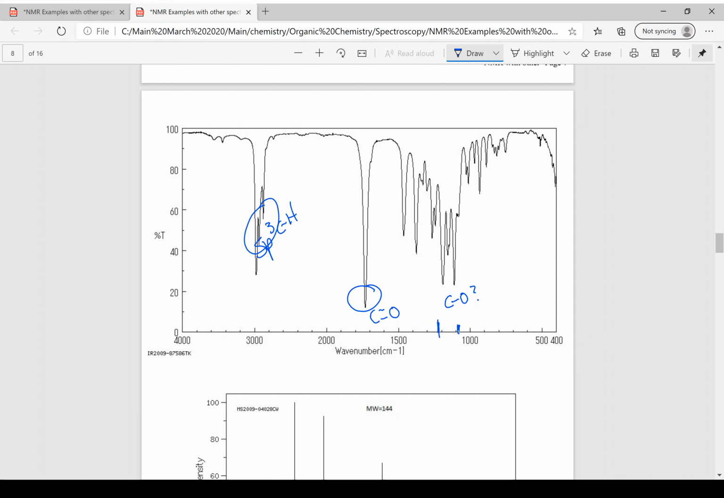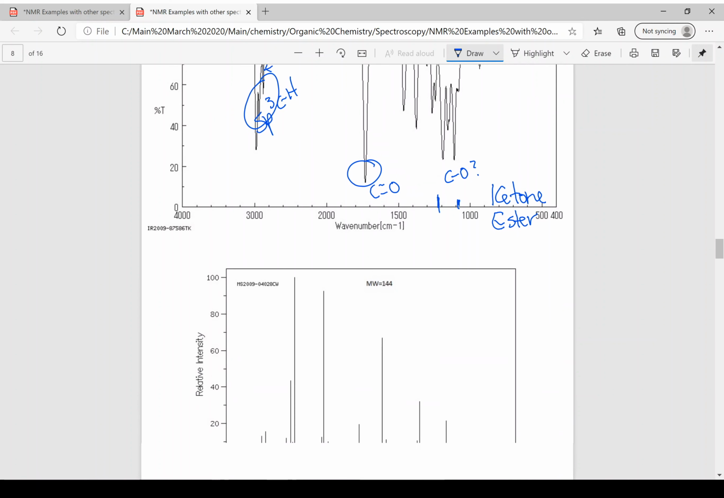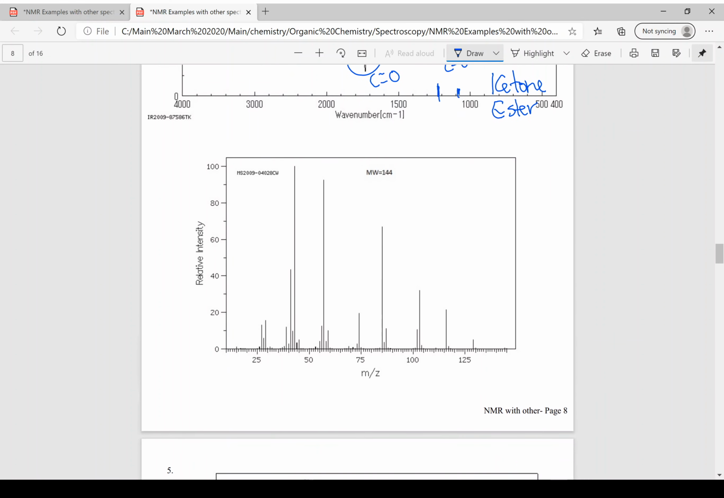So right now, it looks like either a ketone or an ester, because this peak right here doesn't have that beautiful peak that we've seen in aldehydes before. So that doesn't look like an aldehyde to me. I won't cry if it turns out to be one, but it just doesn't have that look to it.